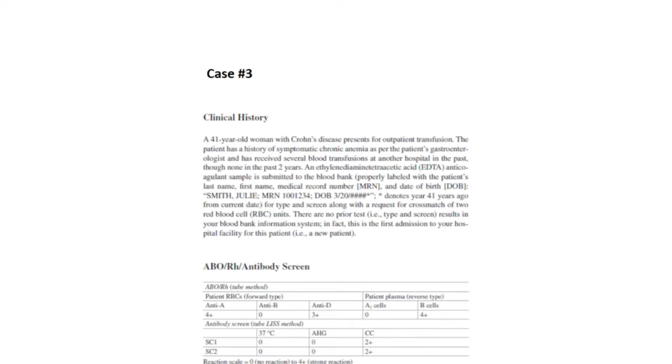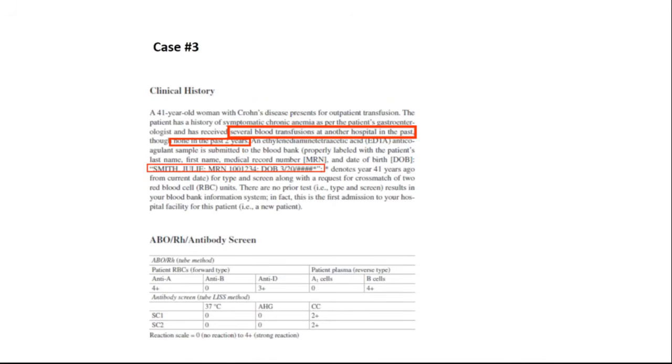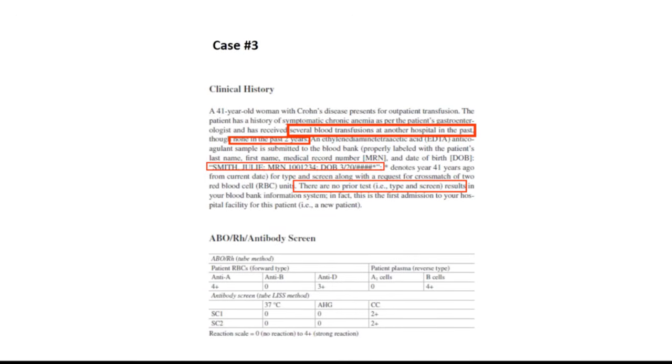So there are a few things that are pertinent in this history. One, that the patient has symptomatic chronic anemia and has not had any transfusions in the last 2 years, and has 3 patient identifiers, as you mentioned, and this is the first admission to the hospital facility. Correct. So we have a new patient here who's coming in for outpatient transfusion.